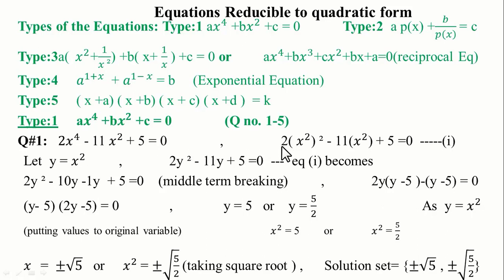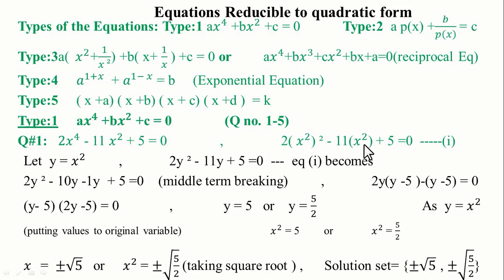So this implies that we can write 2 into (x to the power 2) whole square minus 11 into x square plus 5 is equal to 0. We can arrange this equation in quadratic form. So we can write 2 into (x square) whole square minus 11x square plus 5 is equal to 0. Let us consider y is equal to x square. This implies that y square is equal to (x square) whole square.